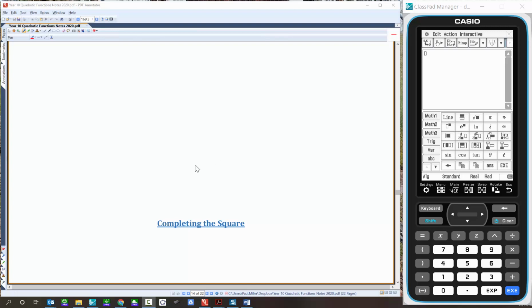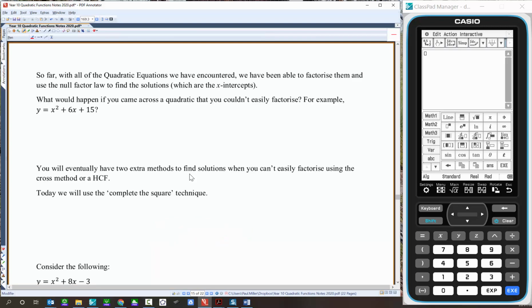Okay, today Year 10, it's the famous or infamous, I should say, completing the square process. So what we're going to do today is practice this particular skill and have a look at one particular application of it. So far with all the quadratic equations we have encountered, we have been able to factorize them and use the null factor law to find the solutions, which are the x-intercepts.